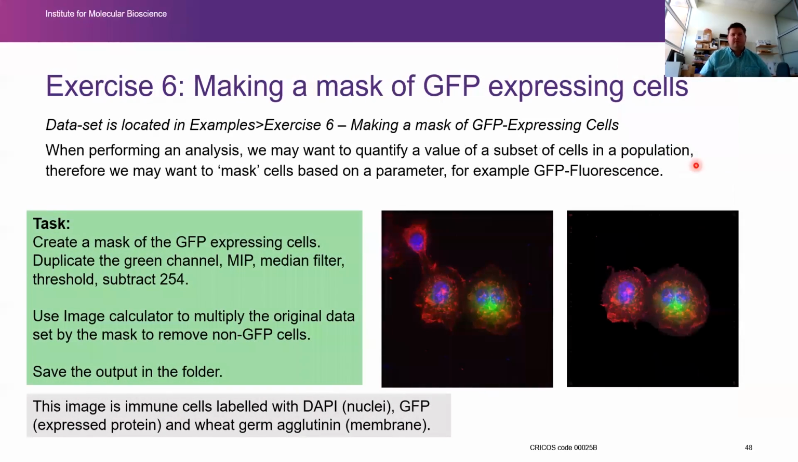And so there's 2 example images in the exercise 6. And they are, I think, 1 cell and 2 cells that are green. And we can do that same step. So they are stacks though, so you should maximum project them when you do your mask, so that you can make sure you capture it in all Z, but then you can multiply that by your stack.